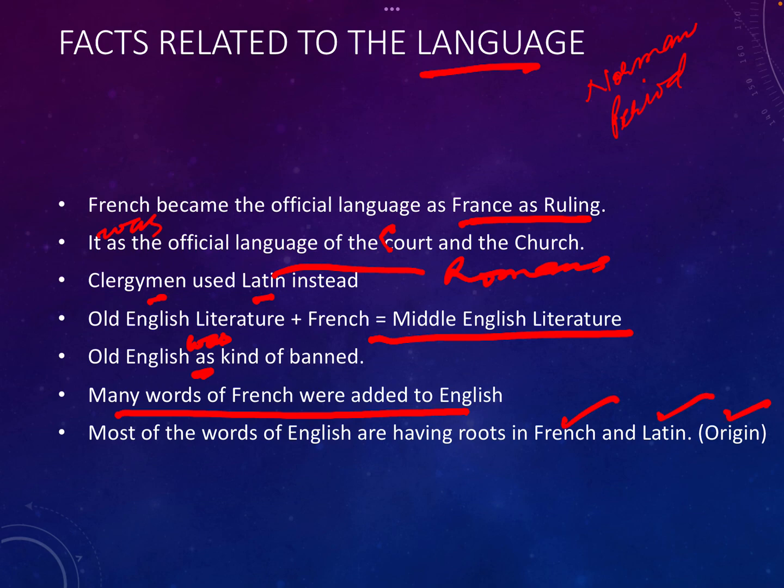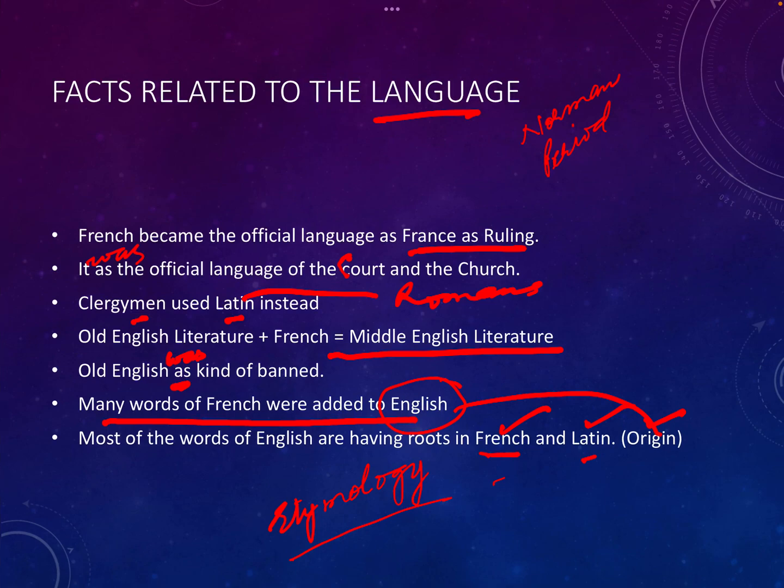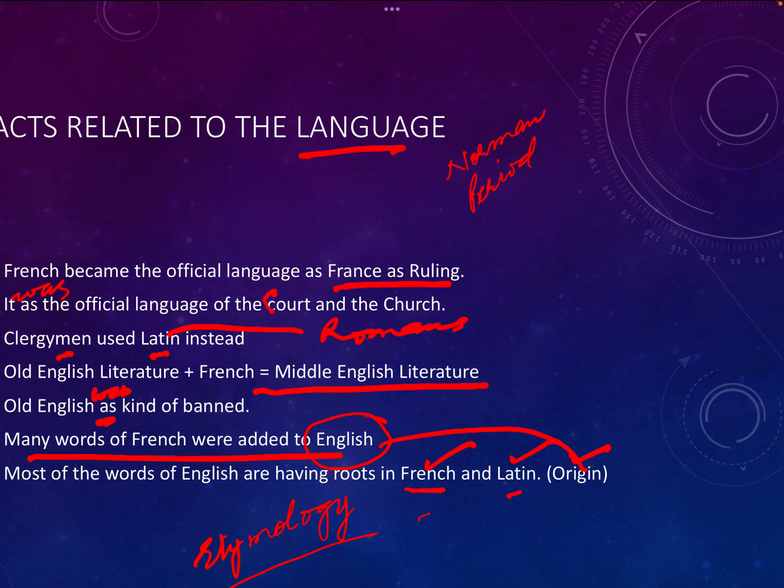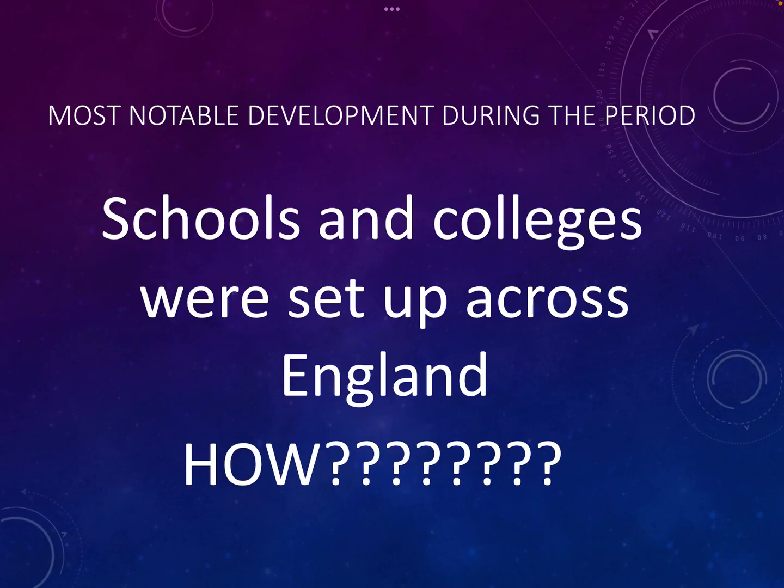The origin of the maximum English words, that is French. If we study etymology, you will find that many words have their origin either in Latin or in French. Etymology is also the origin of a particular word. So these were the advancements that were taking place, and these are certain facts related to the language.